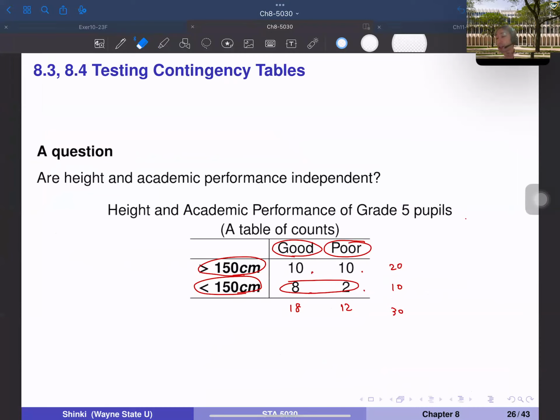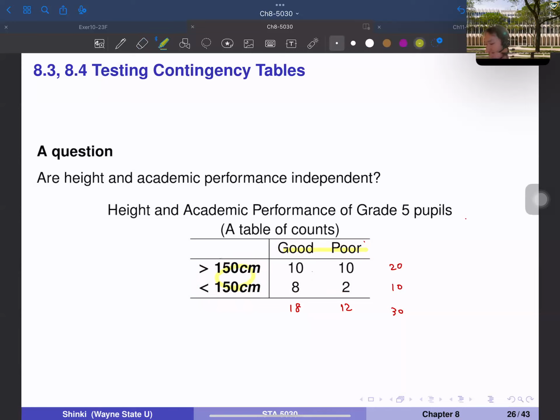This time, we discuss a table which has two factors. In this example, we have two factors, the academic performance and the height of students. In total, we have 30 students in this table, and 10 students have good academic performance and their height is more than 150 centimeters, and so on. Our objective is whether these two factors, height and academic performance, are related or not.